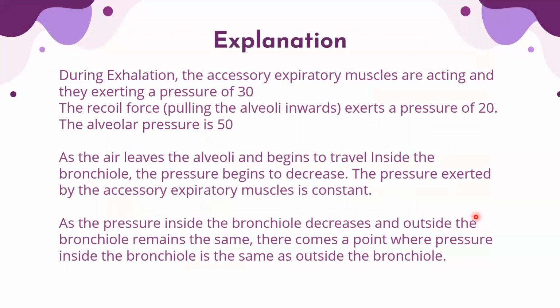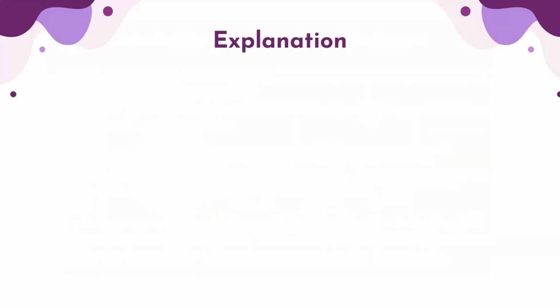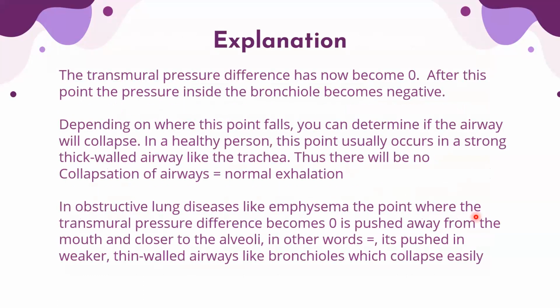This is an explanation of basically what I just mentioned. You guys can read that at your own pace. So this is important. Depending on where this point falls, you can determine if the airway is going to collapse or not. In a healthy person, this point usually occurs in a strong, thick-walled area like a trachea, thus there will be no collapse of airways. Normal exhalation. In an obstructive lung disease, it usually happens in a weak airway.